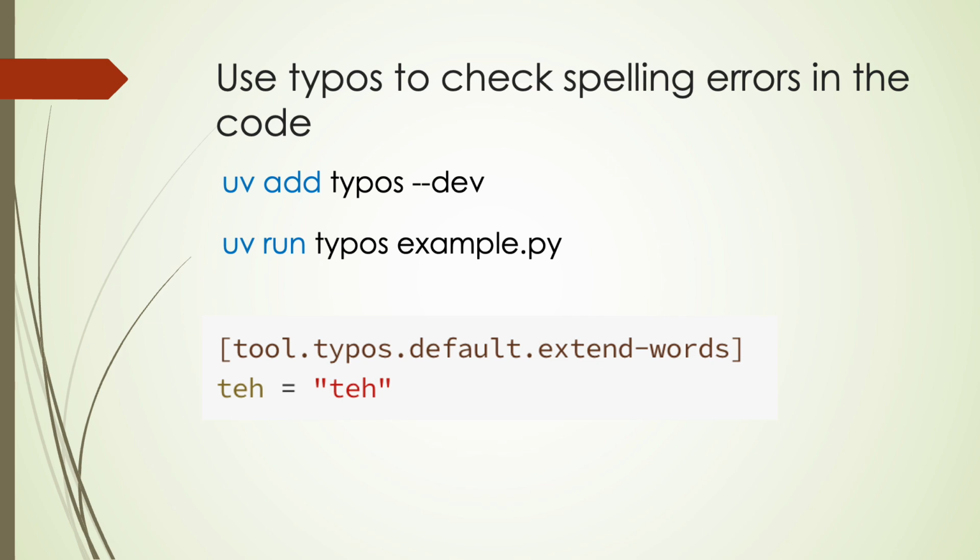We can add typos as a development dependency. Like Pyright, typos can be used out of the box without any configuration. A common configuration is to add some whitelist words, which will otherwise be seen as false positives. We can add in-house nouns or acronyms as extended words.